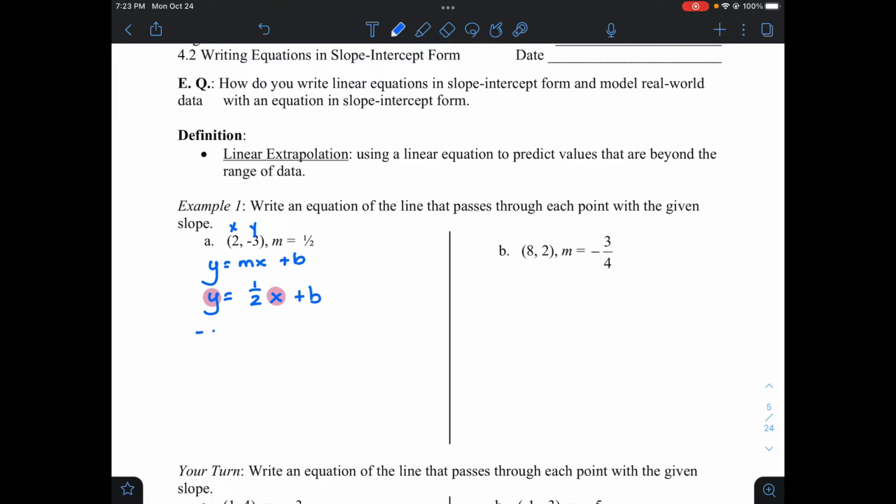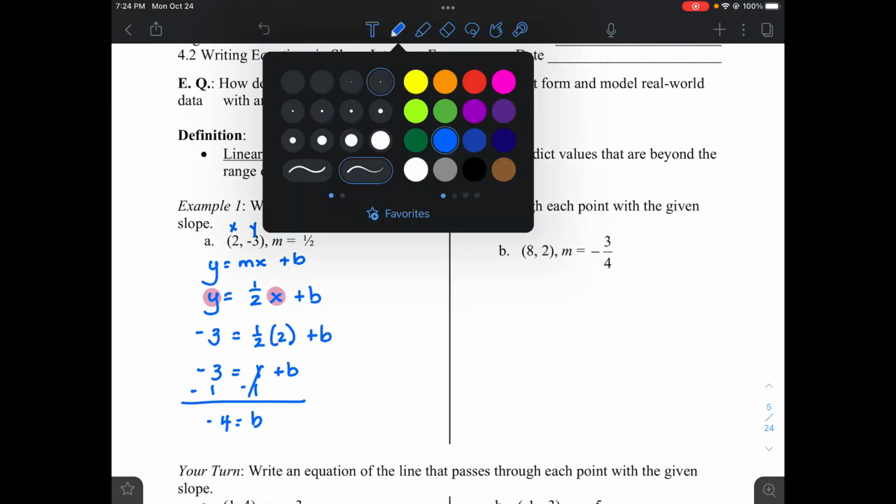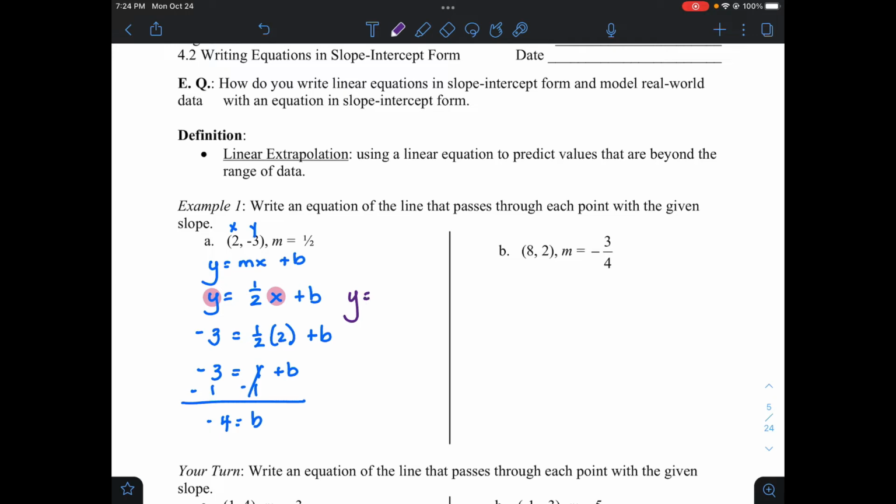So the y is -3 equals 1/2 times 2 plus b. So half of 2 is just 1, so we have -3 equals 1 plus b. And then you guys are all expert equation solvers. We're going to subtract 1 from both sides, and we get b is equal to -4. So now we have both pieces of information to write our answer. So our answer is y equals 1/2 x minus 4. Okay, not too bad, right? It's not that much harder. We just had to solve an equation to get our b value.